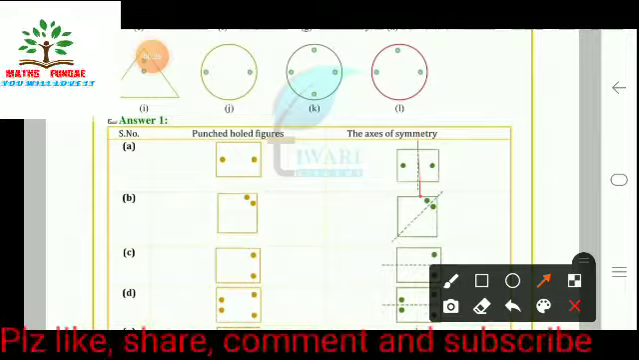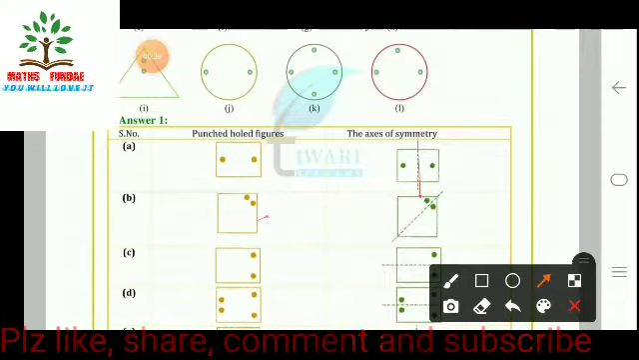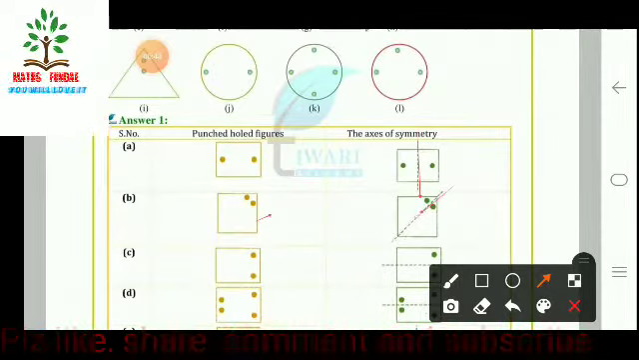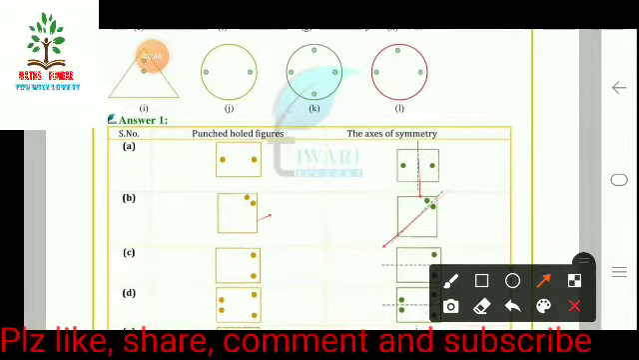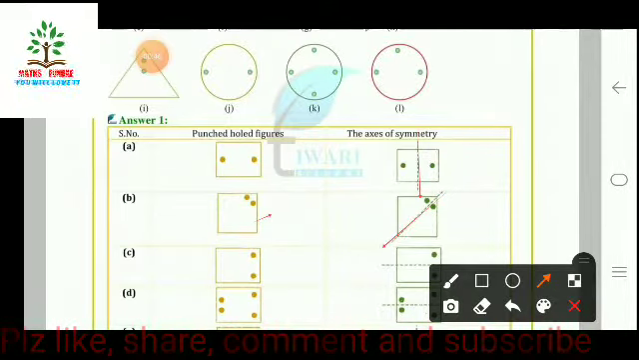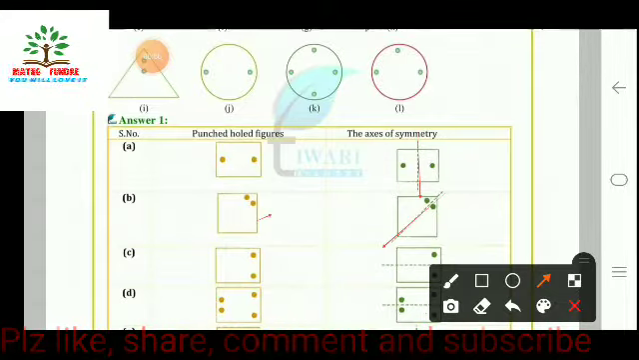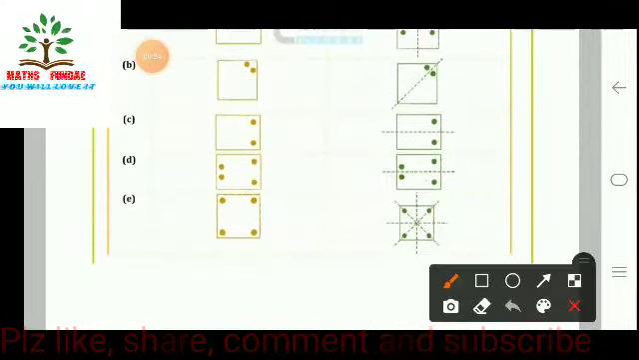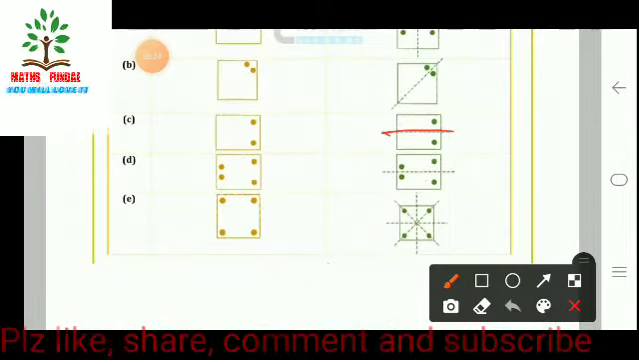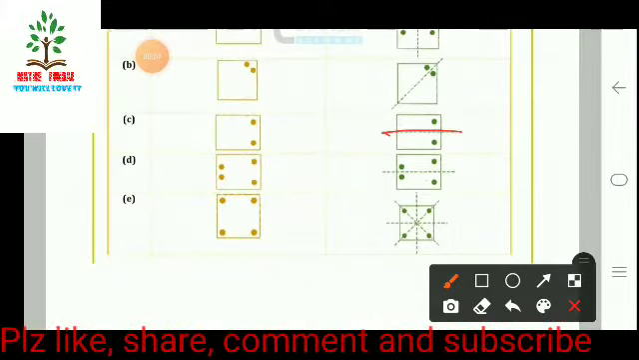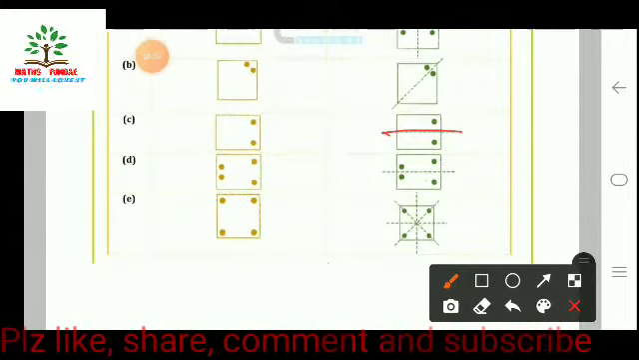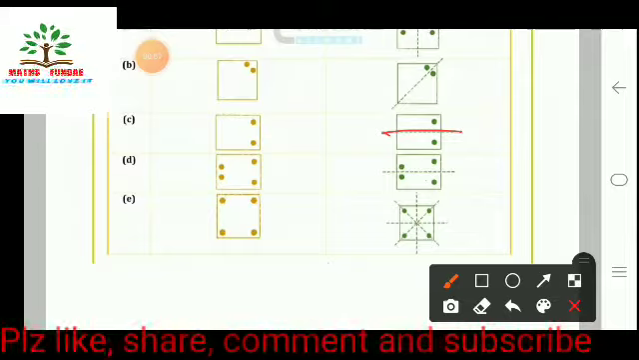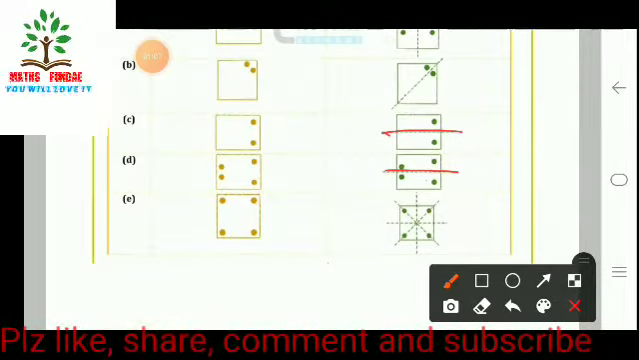Likewise here, we can see in this question the axis of symmetry is this way, which means we can easily divide this into 2 equal parts. So likewise for the others, we can easily see here that for the C part, this is the line of symmetry, and for the D part, this is the line of symmetry. If we do it by paper folding also, we get this as a line which is dividing the given figure into 2 equal parts.